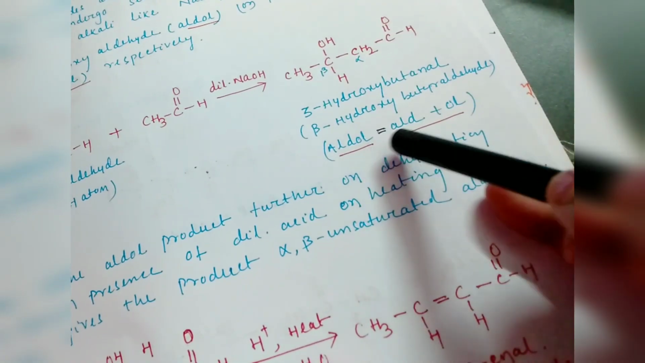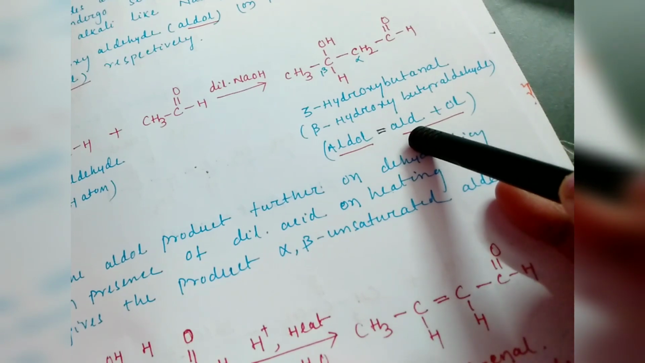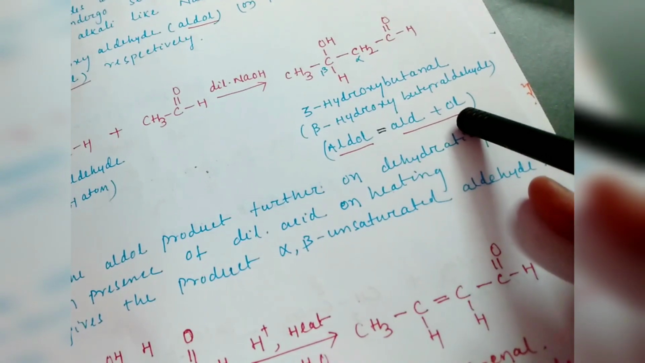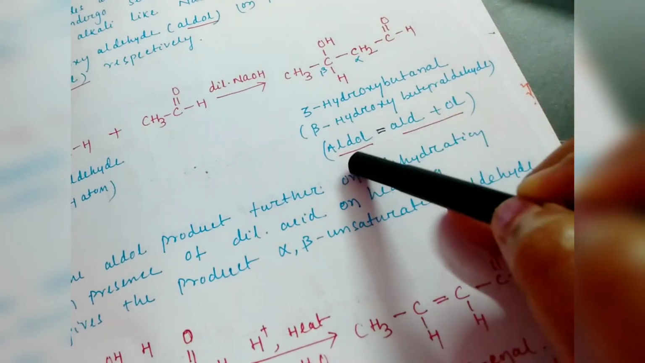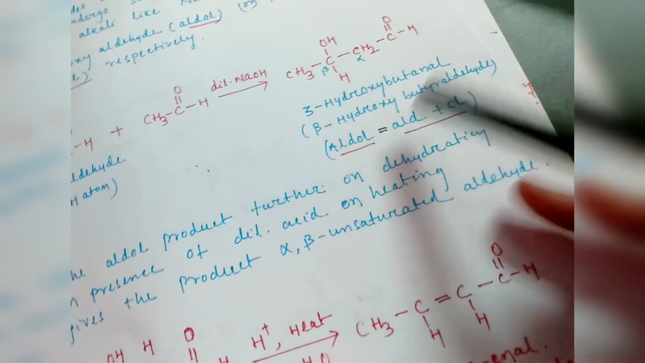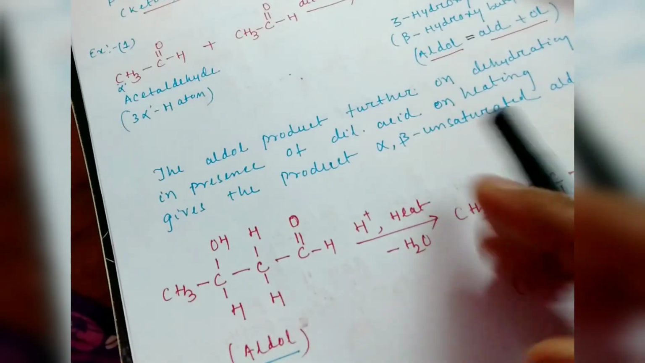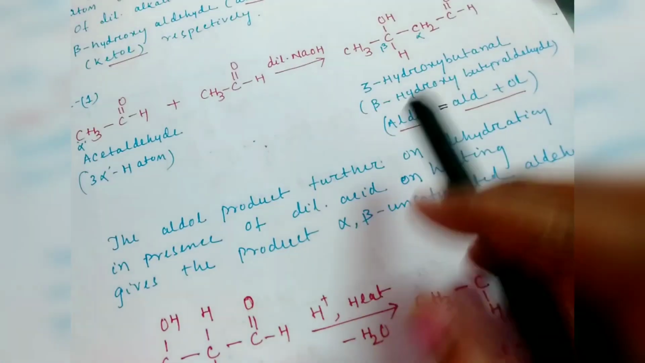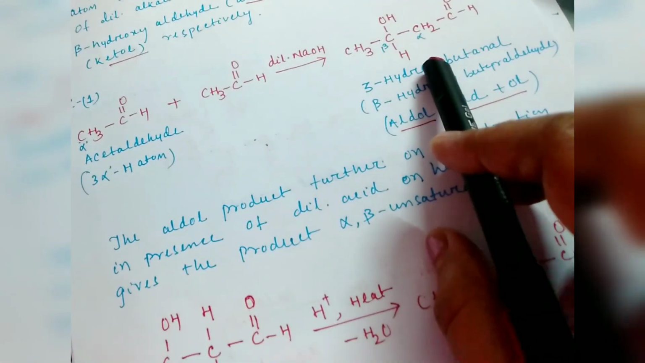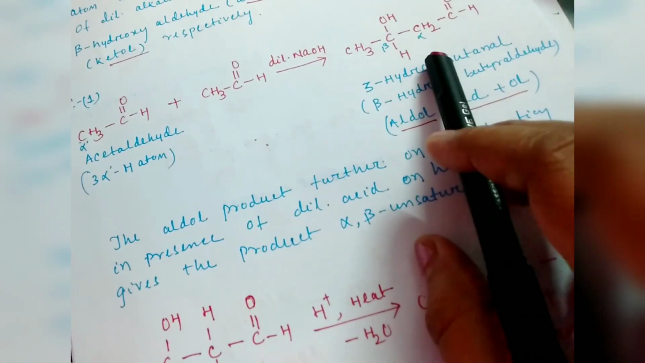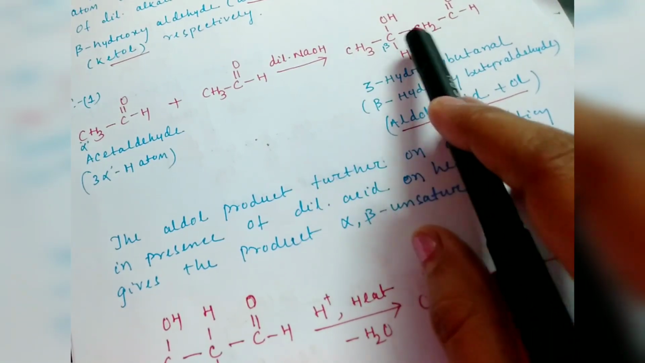Because in this product there are 2 functional groups, one is alcohol, another is aldehyde. That is why it is known as aldol: ALD from aldehyde plus OL from alcohol, together it becomes aldol.